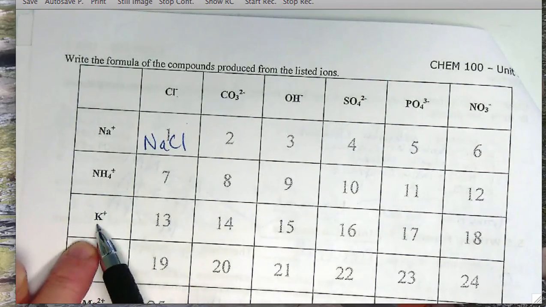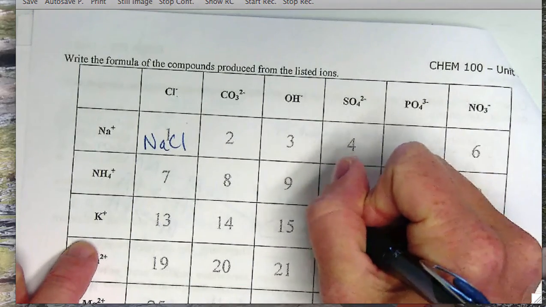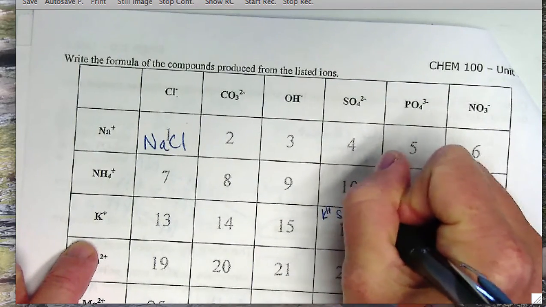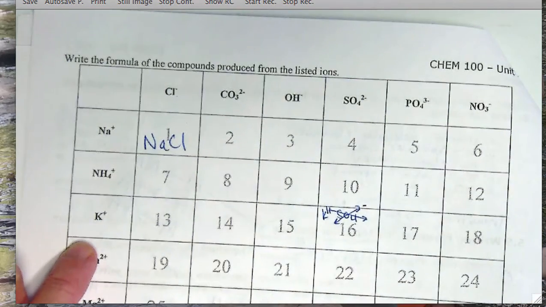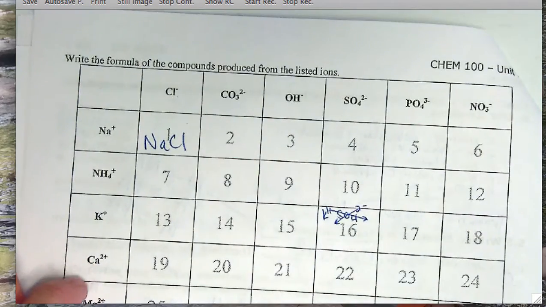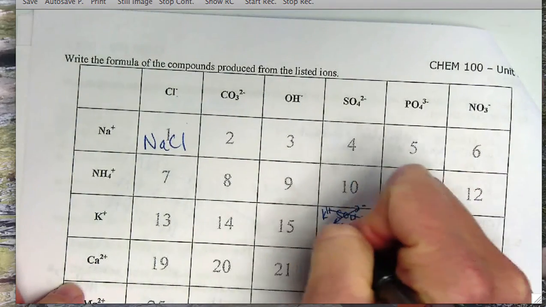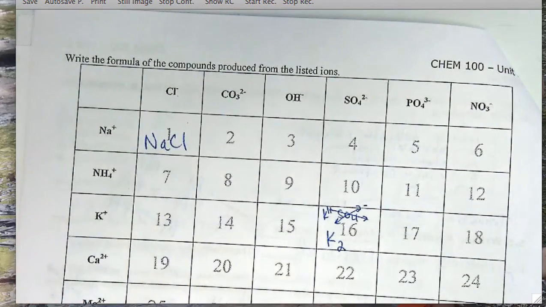All right, let's go to number 16. Okay, so you're going to have potassium ion combining with sulfate ion. You do the cross and drop. How many potassium ions would I need? 2. So it's going to be K2. And then how many sulfate ions?